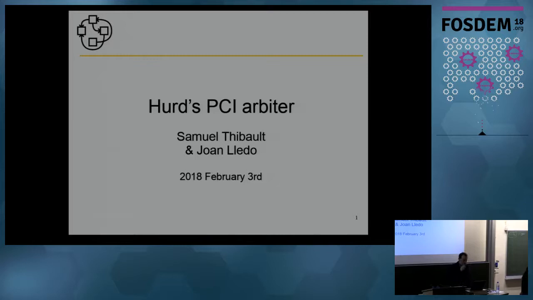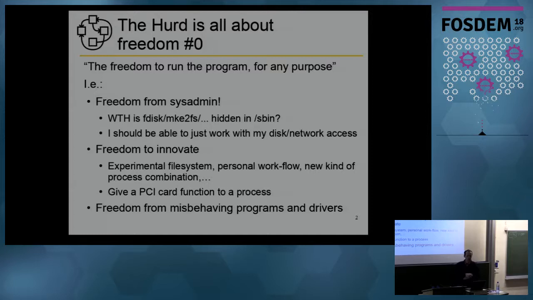So the Hurd, basically it's all about freedom zero of free software, the freedom to run the program for any purpose. And on Linux you don't have that. You cannot do things that only root can do. So for instance, why are fdisk, mke2fs, etc. hidden in /sbin? I have to prepare a disk image or something. Why do you have to get the tools from sbin? I should be able to tinker with images.